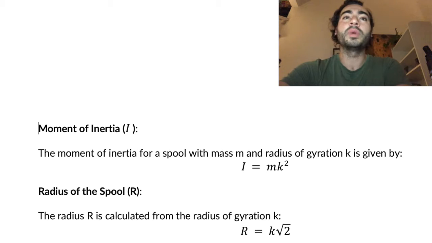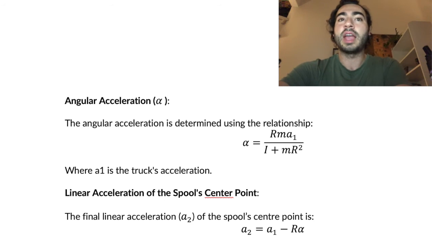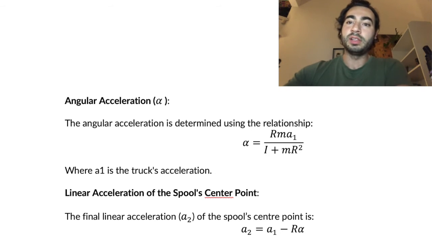From there, we can work out the angular acceleration by taking the radius multiplied by the mass multiplied by the acceleration of the truck, and divide that by the moment of inertia plus the mass multiplied by the radius squared. We can also work out the final linear acceleration at the center of the spool by subtracting the radius multiplied by the angular acceleration from the acceleration of the truck.